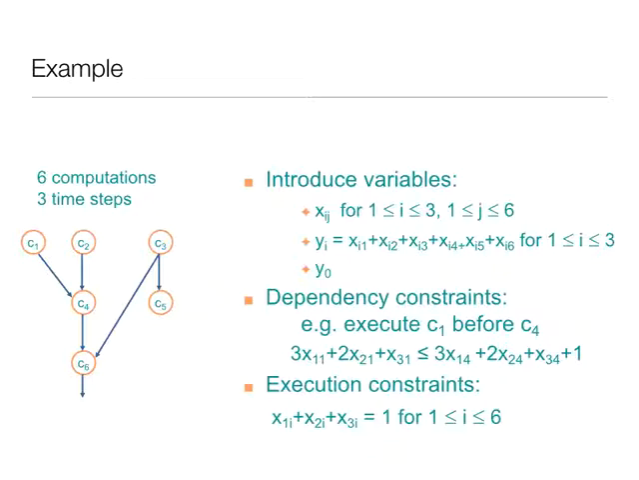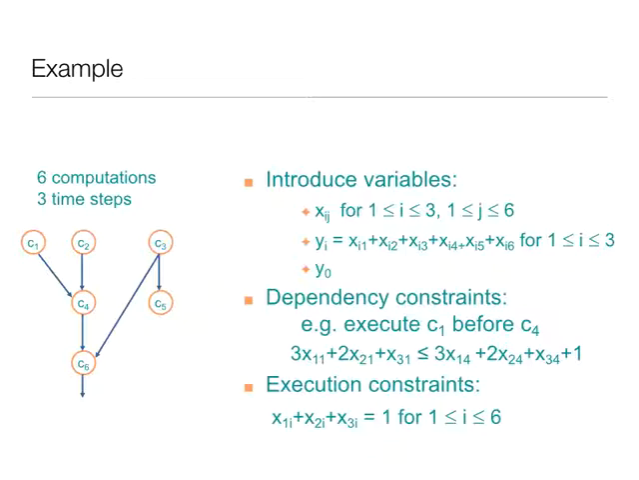So first thing we do is we introduce an indicator variable for every combination of tasks and time steps. I have 3 time steps and 6 tasks, so I have 18 indicator variables. Then I create resource variables corresponding to, for each time step, how many processors do I need. So yi is equal to the summation of all indicator variables for that time step.